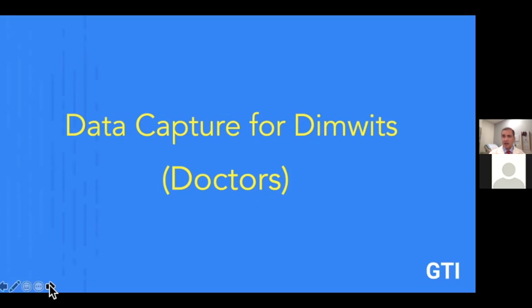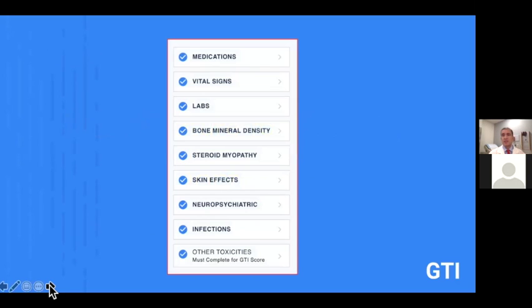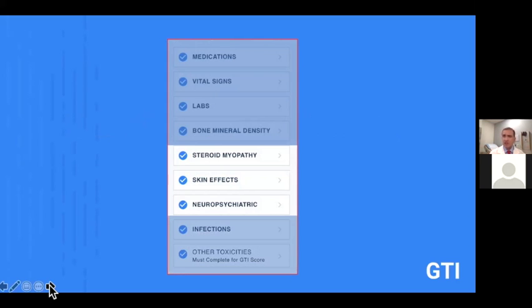the GTI was designed. So this is a screenshot from the digital platform of the GTI, the different modules that are completed with the data. And though it might look daunting, it's not, because these things are entered automatically. The physician investigator doesn't even have to be present for these to happen. These are medication changes, vital signs, labs, bone mineral density, etc. Similarly, infections do not have to be recorded by the physician investigator at the time of the visit.